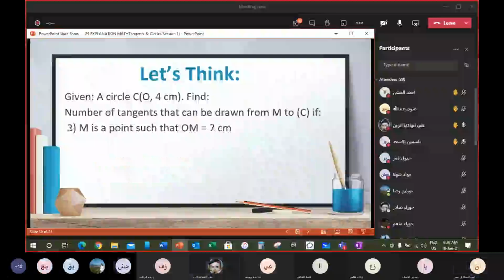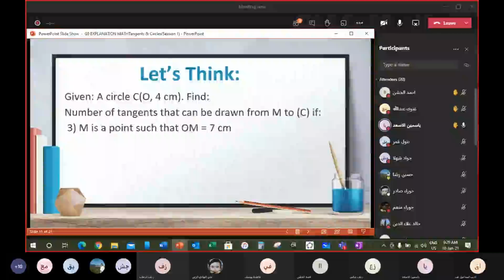Given a circle C of center O and radius 4 centimeters, find the number of tangents that can be drawn from M to circle C, if M is a point such that OM equals 7 centimeters. Where is M in this case? Outside the circle. So how many tangents can we draw to the circle from a point outside the circle?